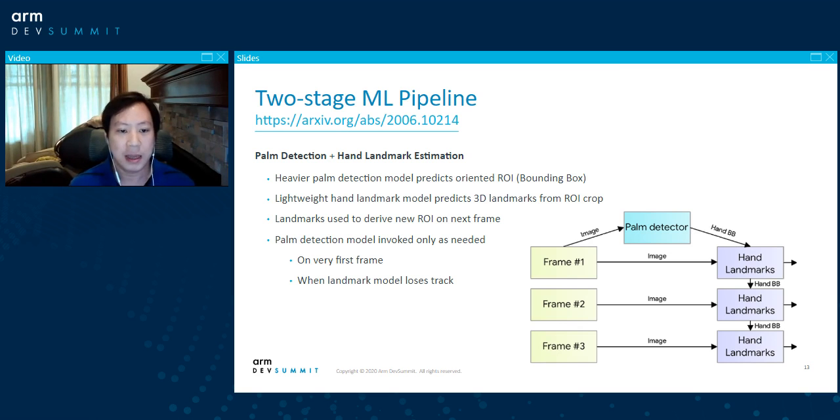Therefore, with this pipeline, the heavier palm detection model only needs to be invoked as needed, which means it only needs to be run on the very first frame or whenever the hand disappears from the view or whenever the hand landmark model loses track of the hand. So for most frames, only the very lightweight hand landmark model is run. Therefore, the entire end-to-end pipeline can stay at high throughput.